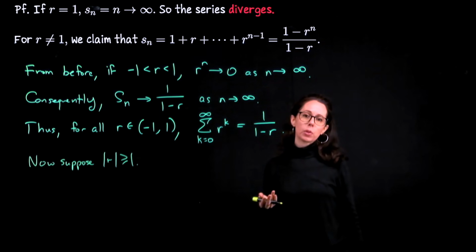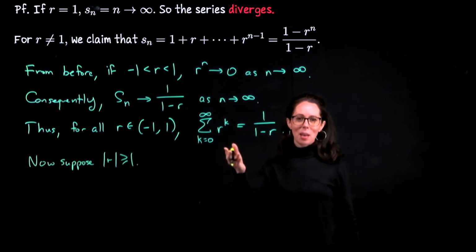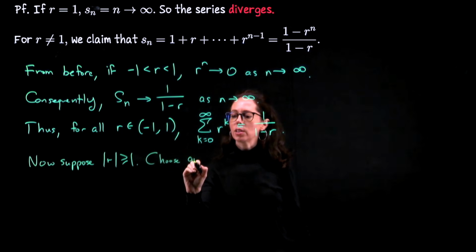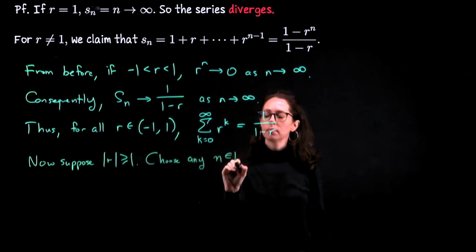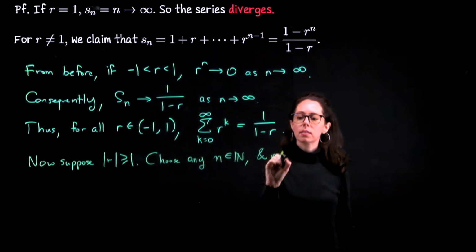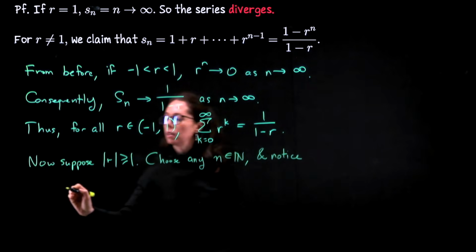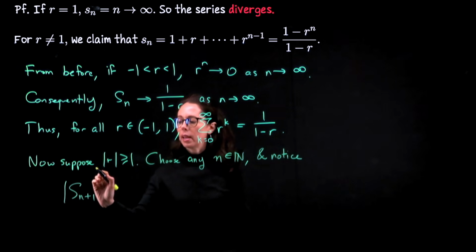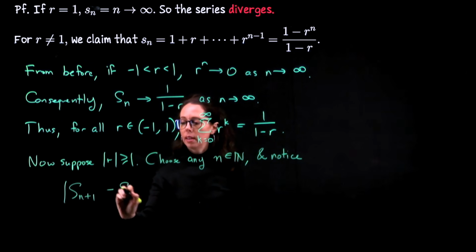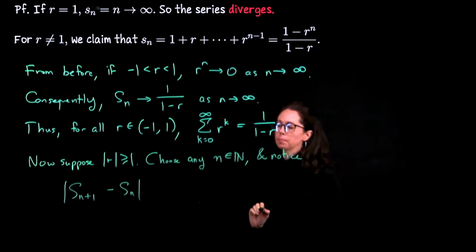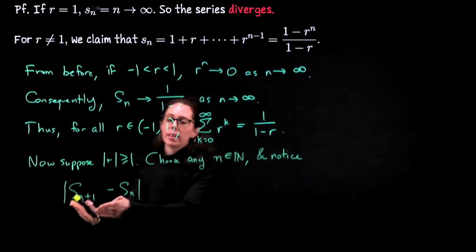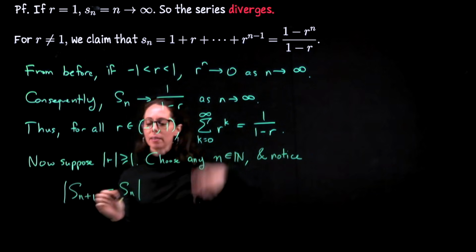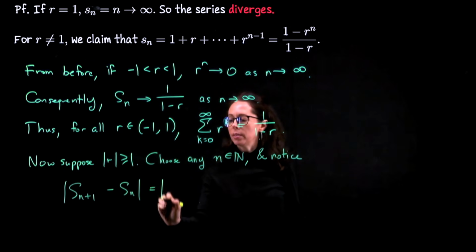Let's just look at the difference between consecutive partial sums. Choose any natural number, little n, and notice, what's the difference between the partial sum S sub n plus 1 and S sub n? Well, this partial sum has all of these terms plus a final one, r to the n. Maybe I'll write that out.